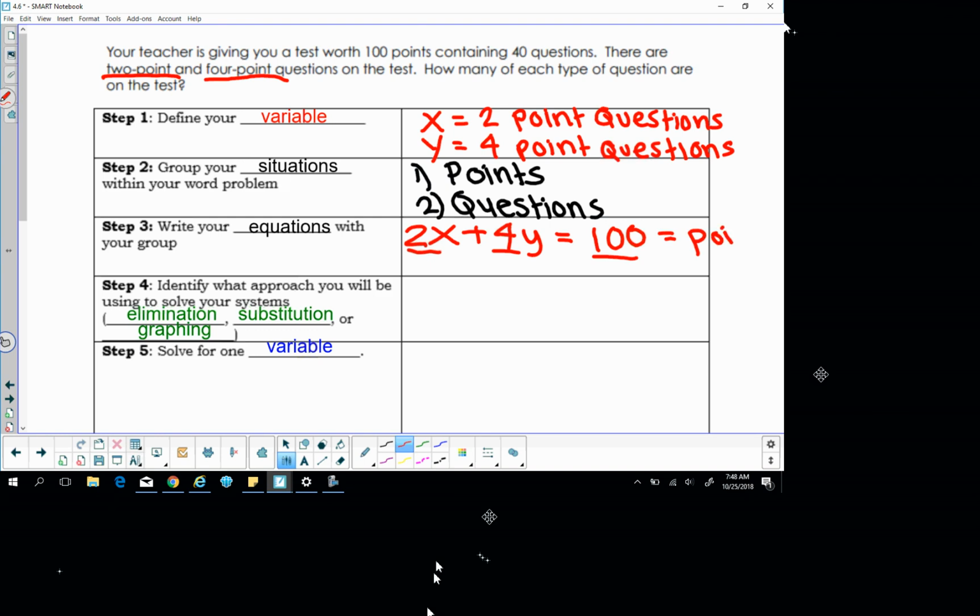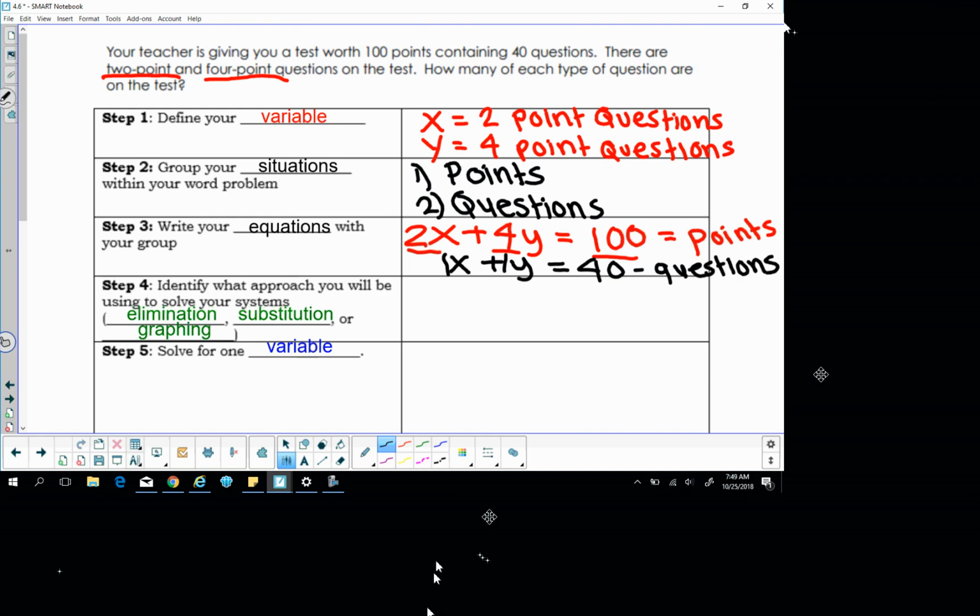Points goes with points goes with points, just like when it was money goes with money goes with money, they're all in the same equation. Then we've got questions. So we got the 2-point questions and the 4-point questions, and we don't have to put 2 and 4 because those are points. We're done with those. All the total questions, how many total questions are there? 40 questions. Yeah, it would be like 1x and 1y.